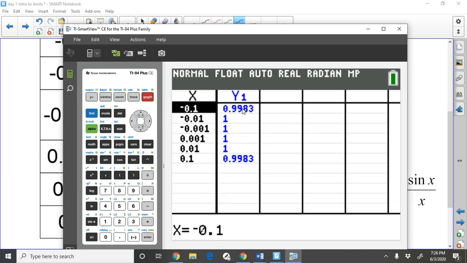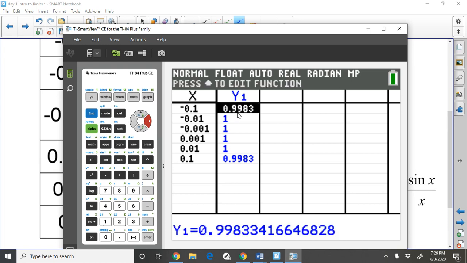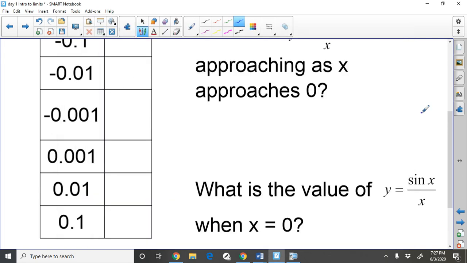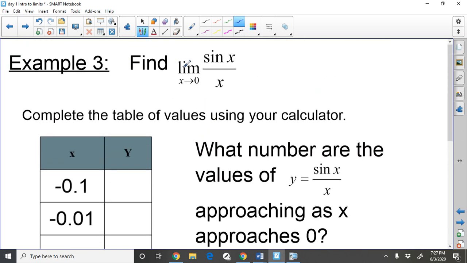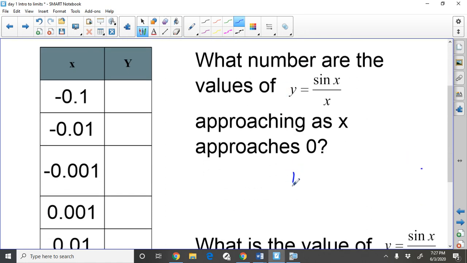And what I see here, these numbers look like they're all the same. If I go over and scroll down, it'll give me more decimal places at the bottom, and you can copy more of these. These numbers are not exactly 1. They are, however, really, really close to 1. And we can see that between negative 0.001 and positive 0.001, the y-coordinates get extremely close to 1. So the limit of sine of x over x as x approaches 0 is 1.